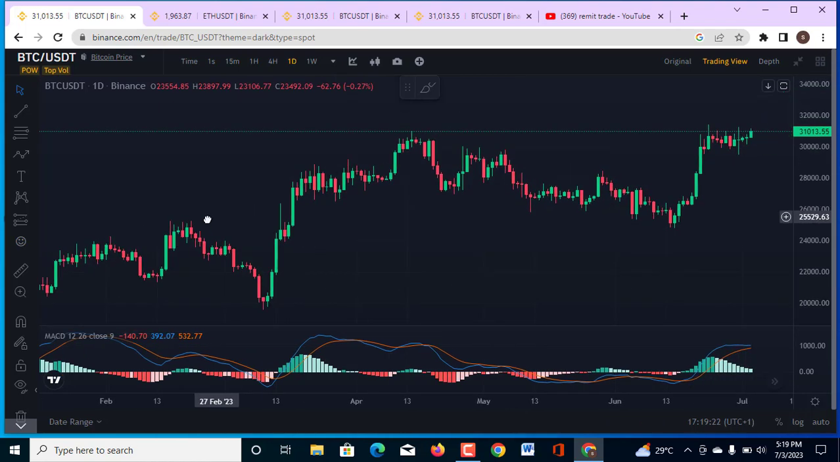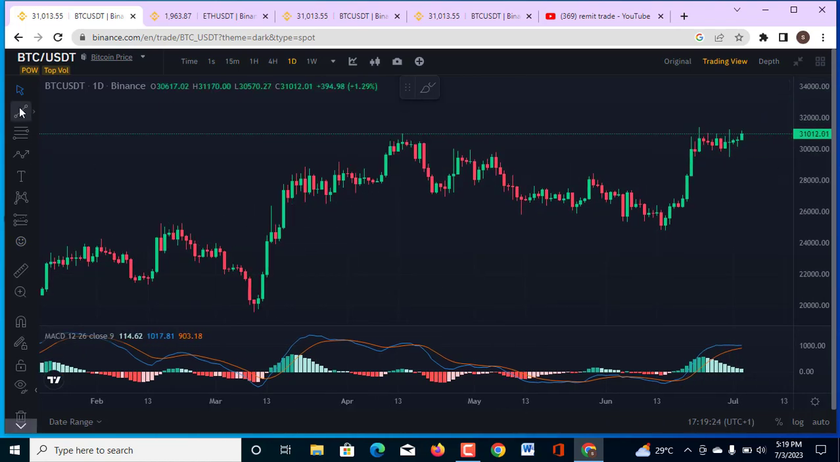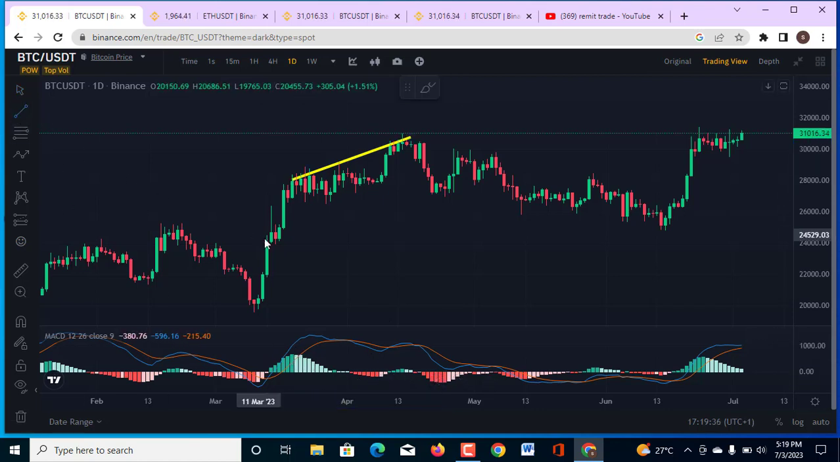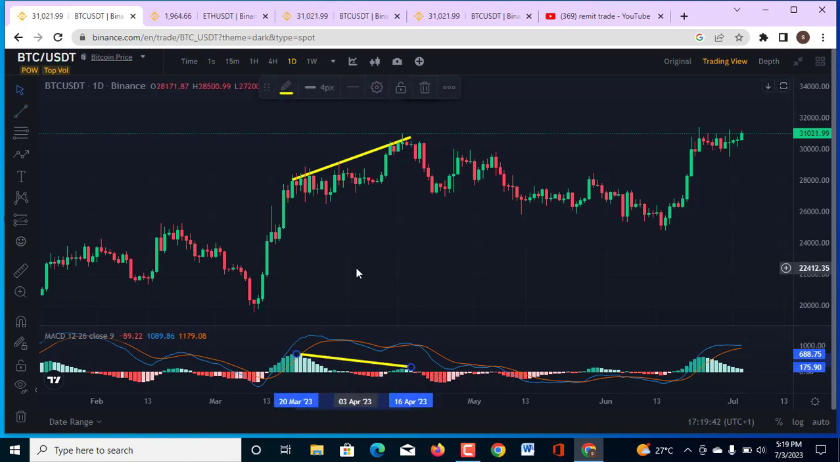Let's say, for example, on the chart right here, we see the market move to the upside from here up to this point. And if you look at the MACD histogram on the indicator at this point, you see the market was declining. From this area to this point on the MACD, the market declined. So this is a bearish divergence.